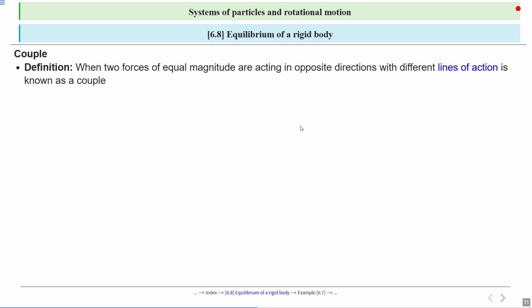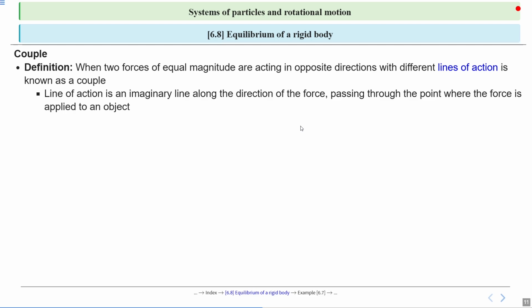So if we talk about the couple, we can say when two forces of equal magnitude are acting in opposite directions with different lines of action, it is known as a couple. Here, line of action is an imaginary line along the direction of the force and passing through the point where the force is applied to an object.